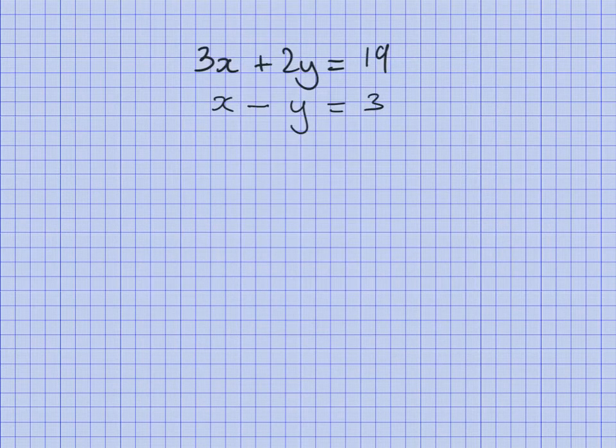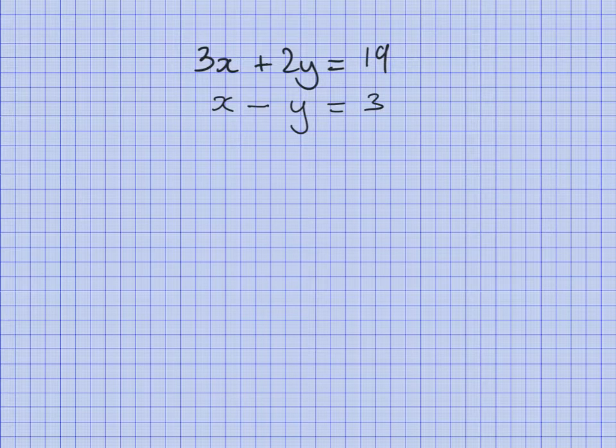In this video, we're going to look at what to do if none of the parts of the simultaneous equation are equal. So for example, in this one, I've got 3x and 1x, not the same. 2y and minus y, not the same. So what we're going to do here is use a thing called scaling.